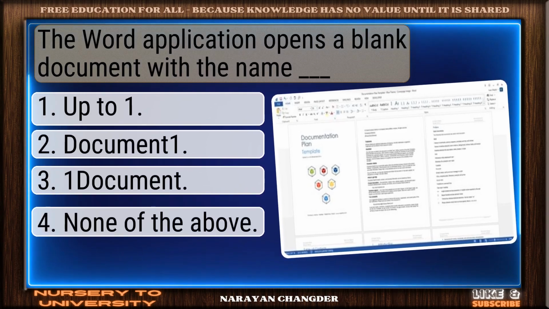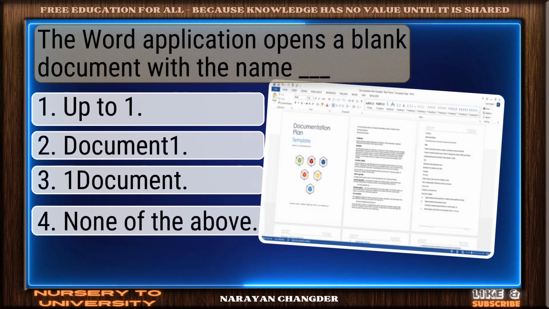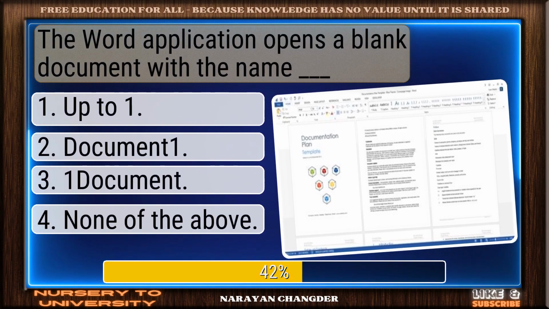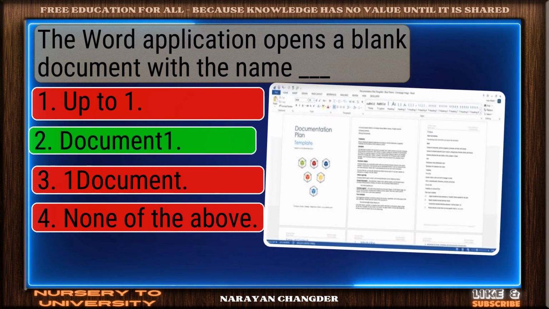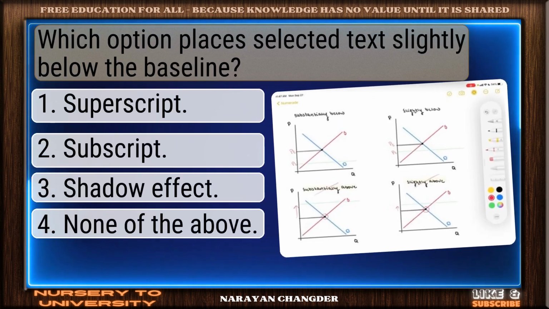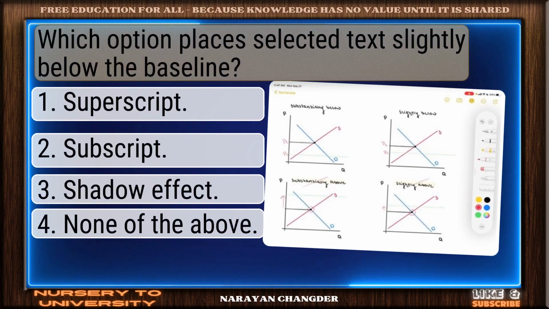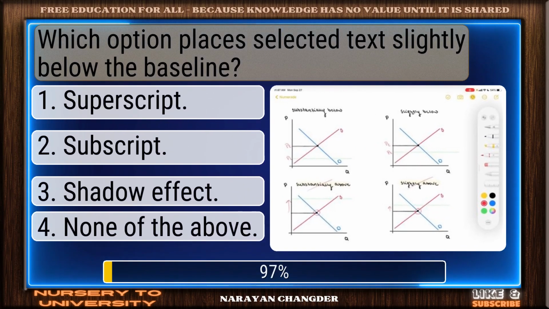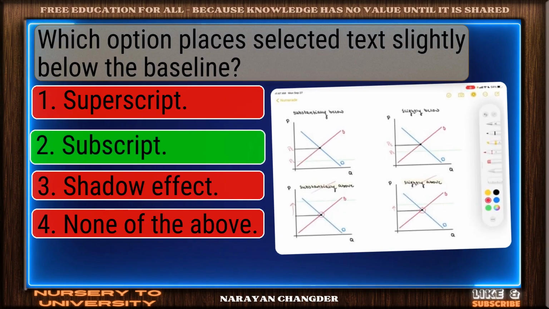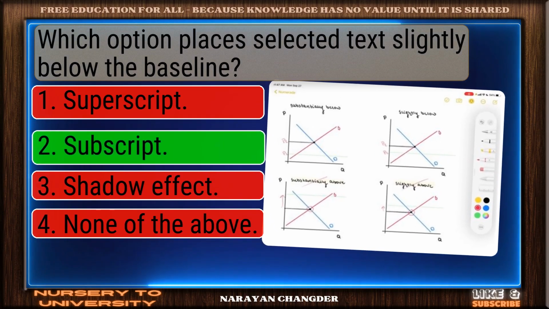The Word application opens a blank document with the name dash. Correct. Document 1 is the right answer. Which option places selected text slightly below the baseline? On track. Subscript is the correct answer.